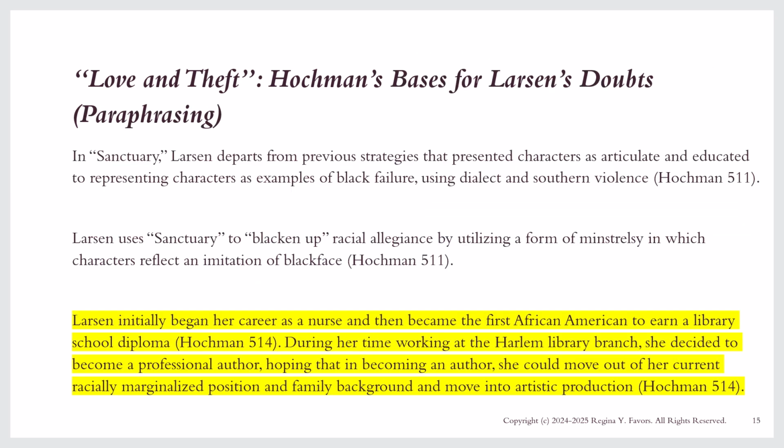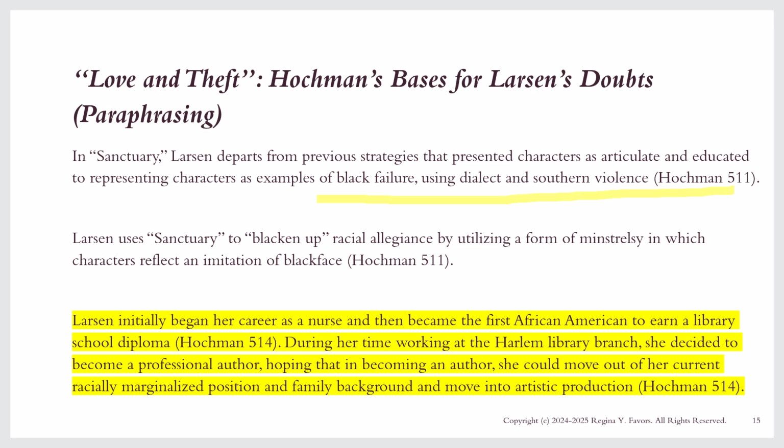Love and Theft, Hockman's bases for Larson's doubts. So in Sanctuary, Larson departs, and we're paraphrasing. In Sanctuary, Larson departs from previous strategies that presented characters as articulate and educated to representing characters as examples of Black failure using dialect and Southern violence. So anytime you have work that's kind of close to the original that the author is writing, it's either a direct quoting activity or you add a citation for a paraphrase.